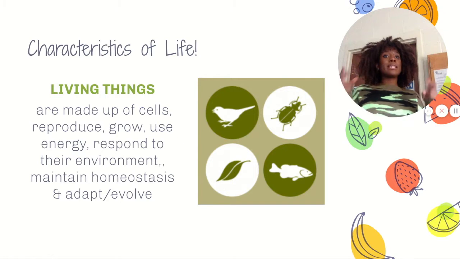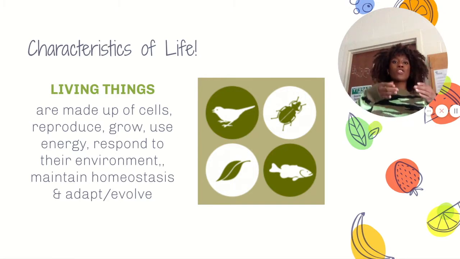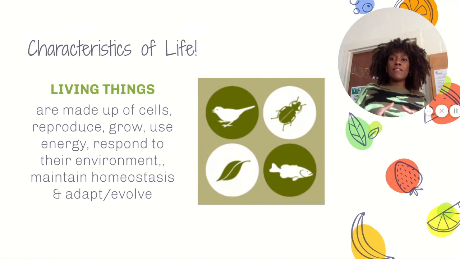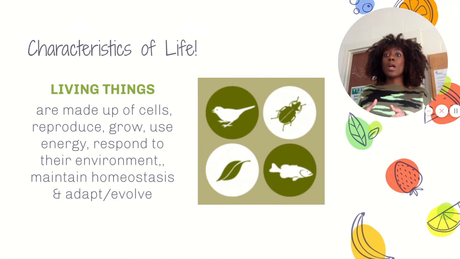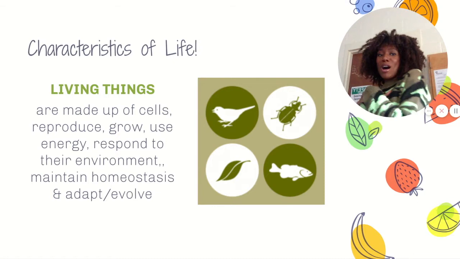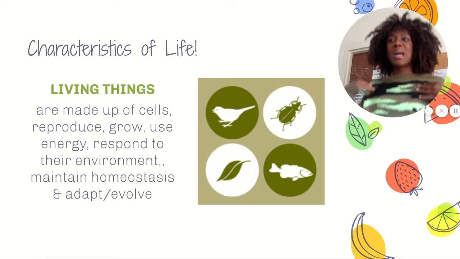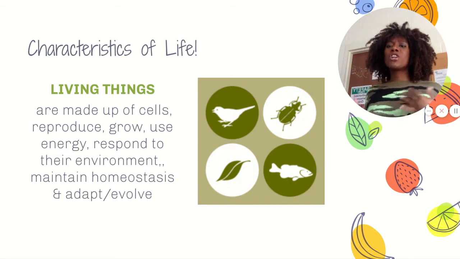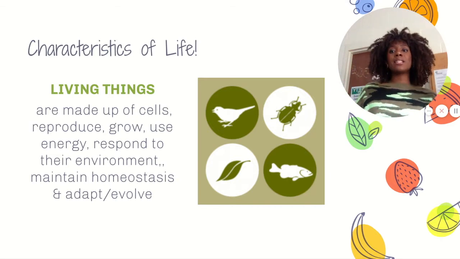Essentially, things that are classified as living have to have certain characteristics, certain things about them that make them living things. So, a big list of them. I'm just going to read them off and we'll talk about them individually. Okay? So, living things are made up of cells. They reproduce, they grow, they use energy, they respond to their environment. They also maintain this crazy thing called homeostasis.